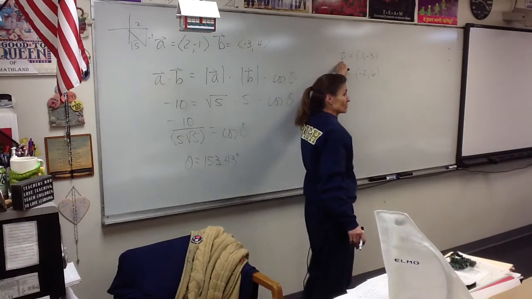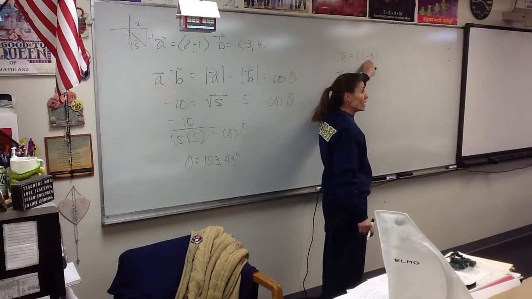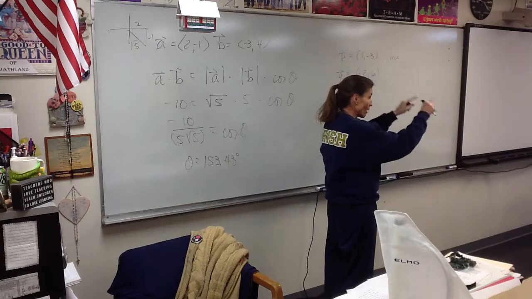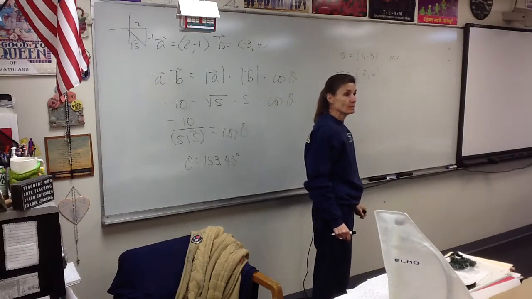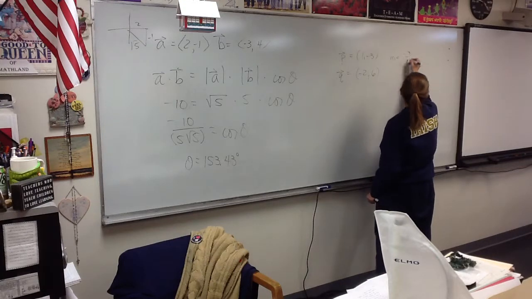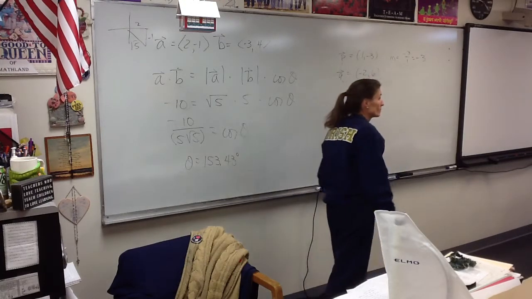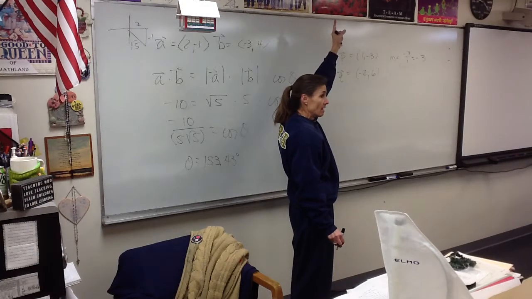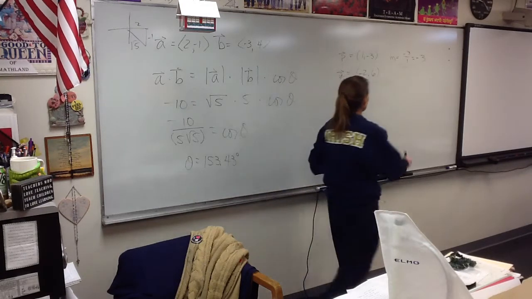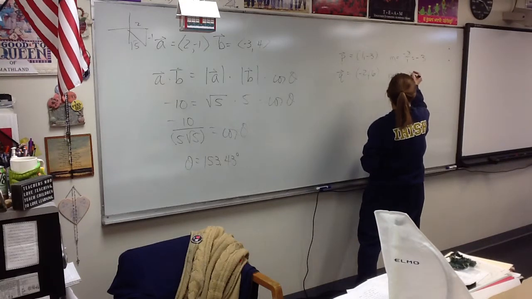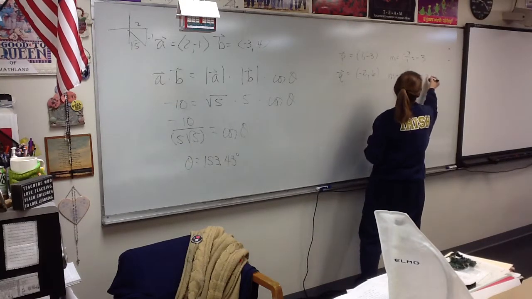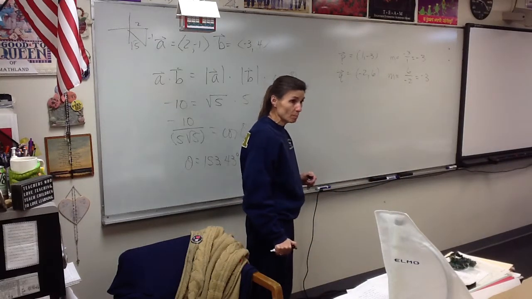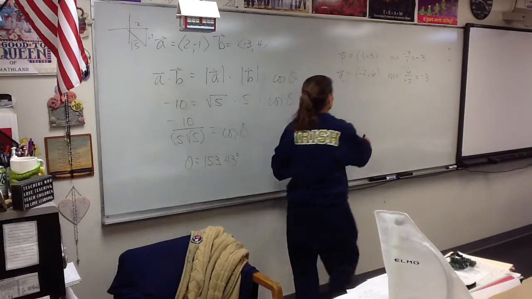Because if this vector is going right 1 and down 3, what's his slope? Think about how he's moving. He's going right 1 and down 3. So what's his slope? Negative 3 over 1 or negative 3. This guy is going left 2 and up 6. So his slope would be 6 over negative 2, also negative 3? Yeah. If they have the same slope, then they are parallel.